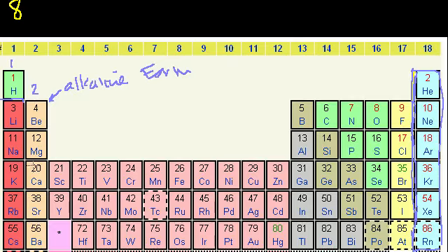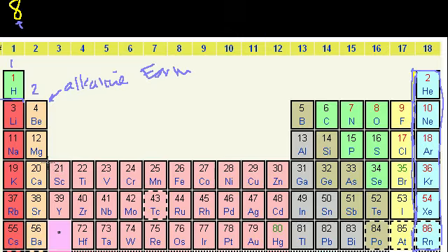These are still reactive. The alkaline earth metals are still reactive, but not as reactive as the alkali metals. And that's because these guys are really close to getting to the stable, the magic 8 number. These guys are a little bit further away. So it takes a little bit more of a push for them to give away 2. These guys only have to give away 1.